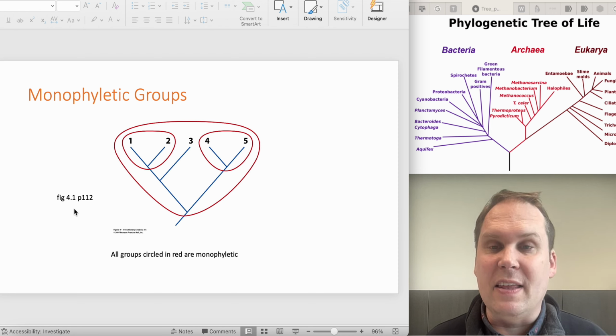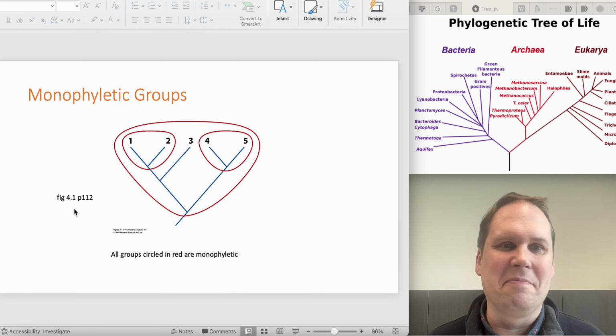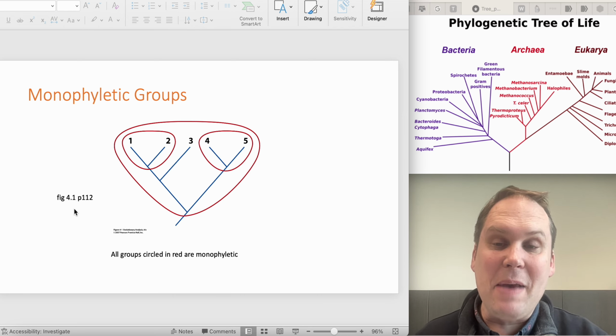What would be a polyphyletic grouping? Like 5 and 1, but not 2, 3, and 4? Sure, why not? Yeah, and those would both be bad.